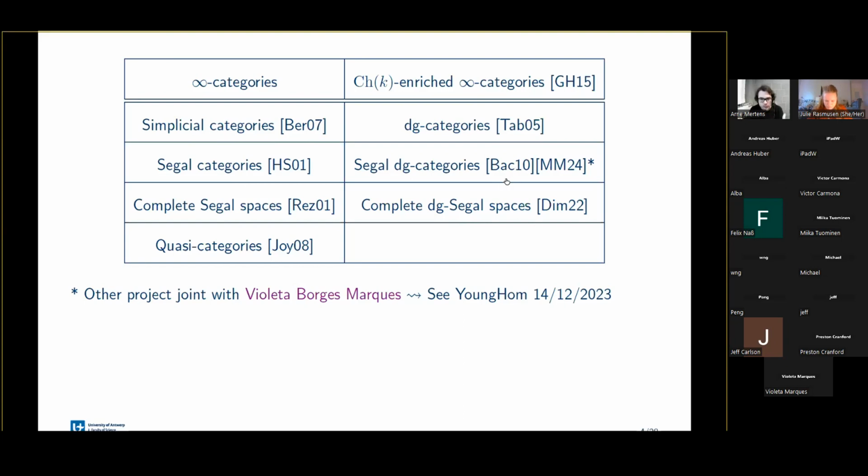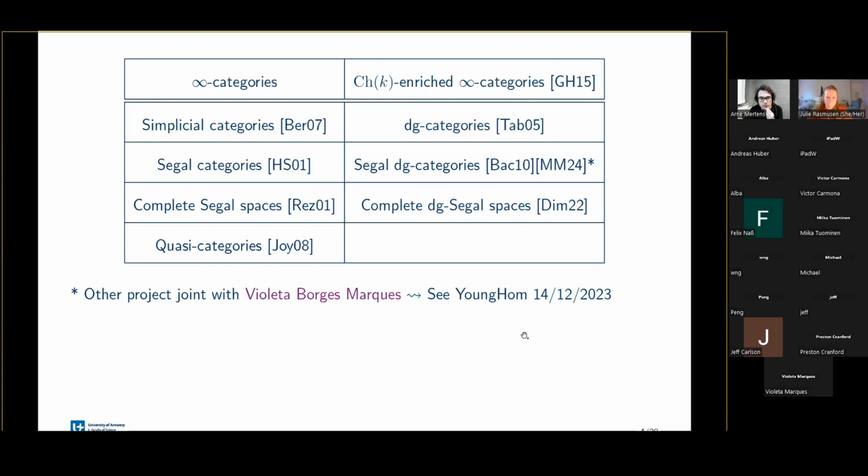But then it sort of stopped at some point, and me, together with my colleague Violeta Borges-Marx, we picked this up again. And this is another project we're working on, and Violeta actually talked about this also at this seminar on the 14th of December. So do check that out. So there we sort of go further into these Segal DG categories.